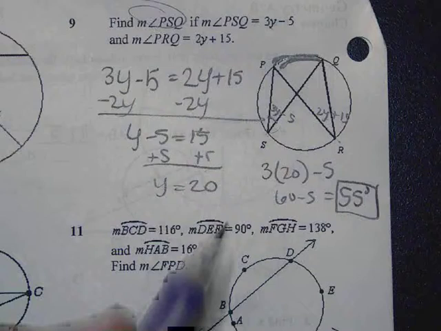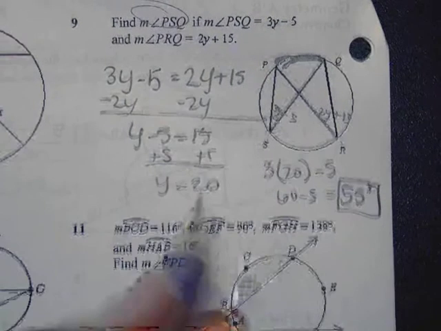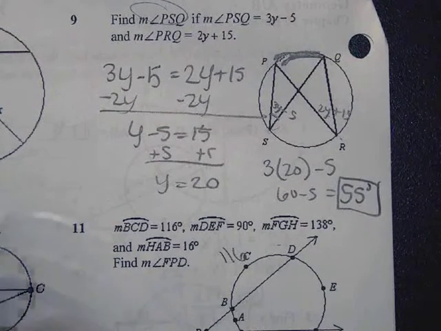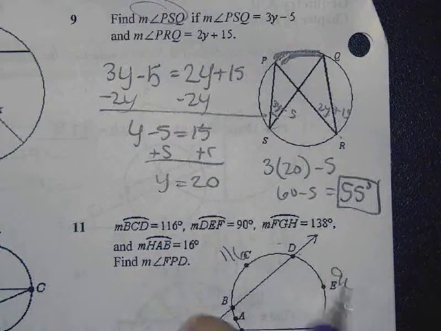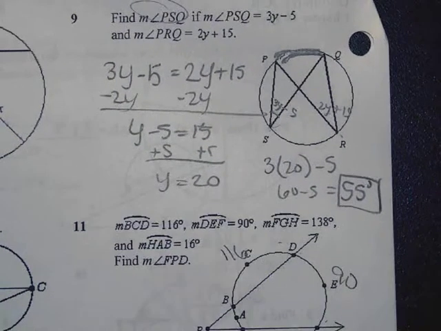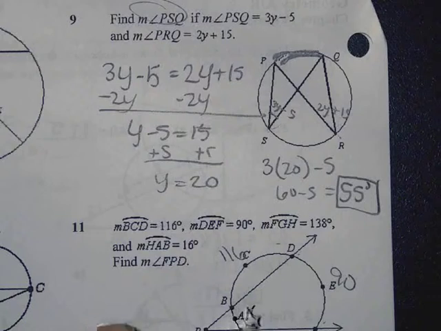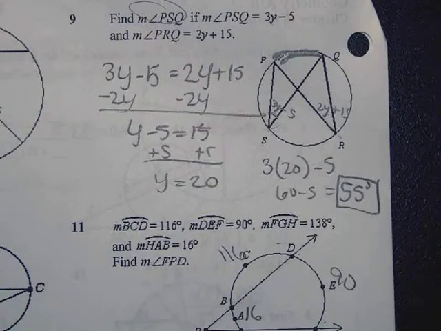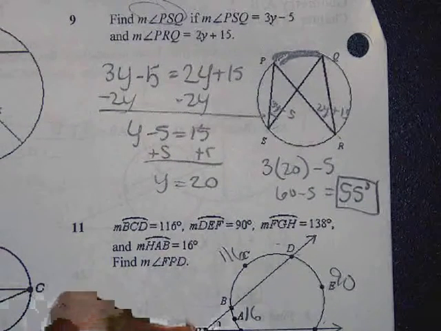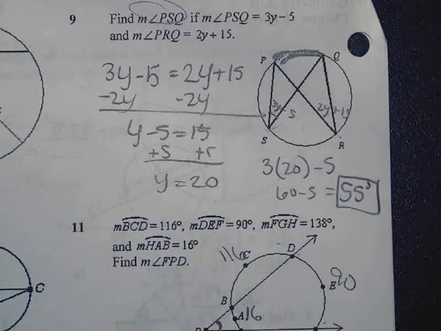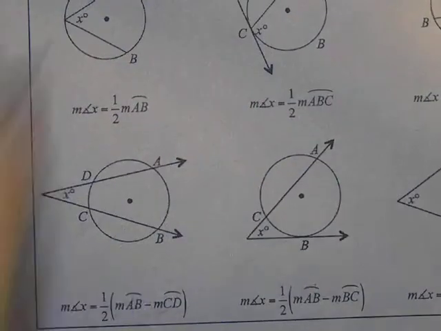Number 11 gives us that arc BCD is 116, DEF is 90, FGH is 138, and HAB, this part right here, is 16. There's a lot of extra information in here. All I'm looking for is this angle, and when I match this to my formula chart, they've given me arc measures and they're asking me to find an angle. So I would match this to this picture right here.